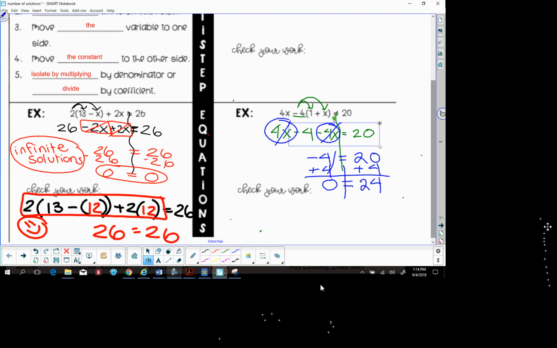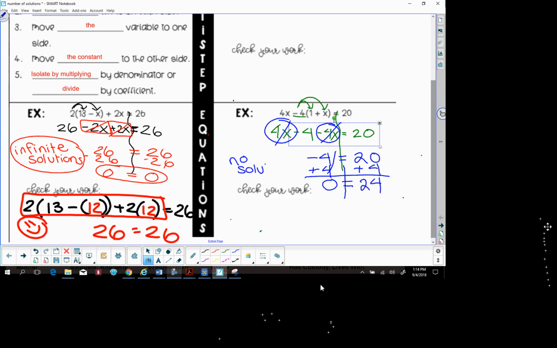No x's, nothing like that. I get 0 equals 24. Now, does 0 equal 24? No. Not because I saw what Zalen was trying. Zalen was like, well, if I multiply this by negative 5, I would get 20. They don't want to know that. They want to know, is this true? Does that number equal that number? Does it? No. So because it doesn't equal that, no solution.